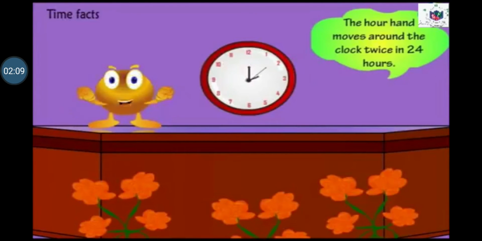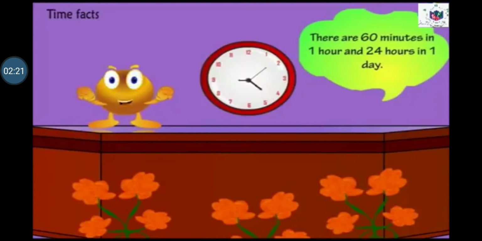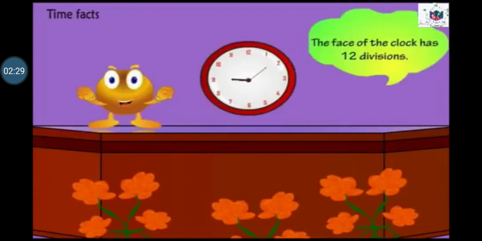Let's talk about the time facts. The hour hand moves around the clock twice in 24 hours, and the minute hand moves 24 times around the clock in 24 hours. And there are 60 minutes in 1 hour and 24 hours in 1 day. The face of the clock has 12 divisions.